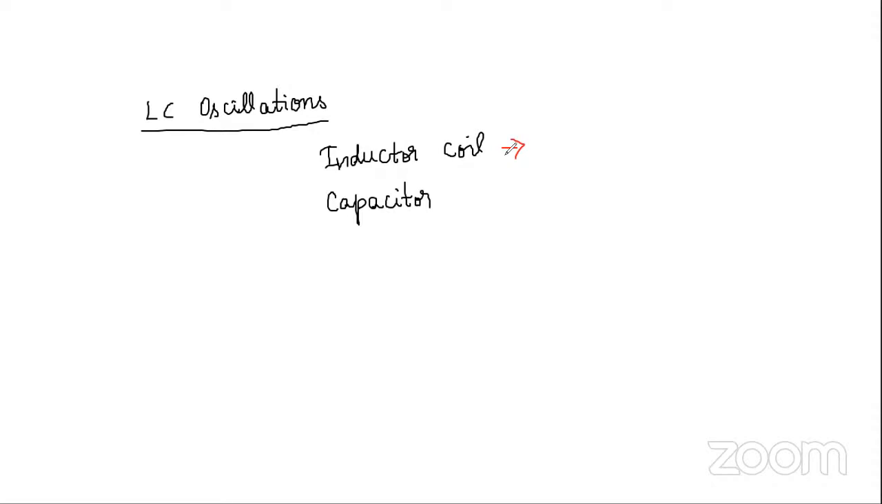Students, what form of energy is stored in an inductor coil? That is magnetic field. Energy is stored in the form of magnetic field here. And what form of energy is stored in a capacitor? Electrostatic potential. Electric energy actually, electric field or electrical energy. So here energy is stored in the form of electric field.